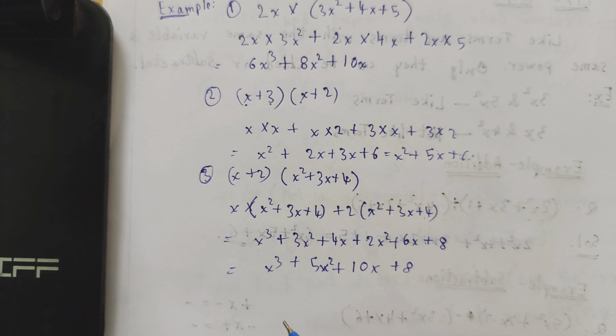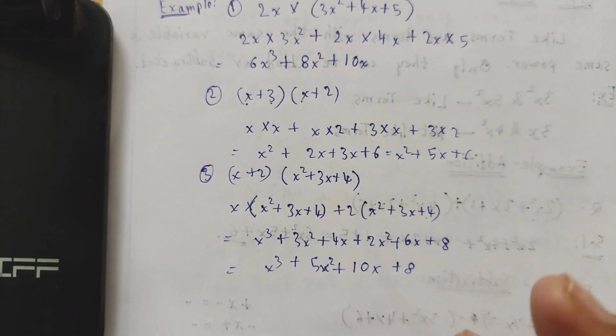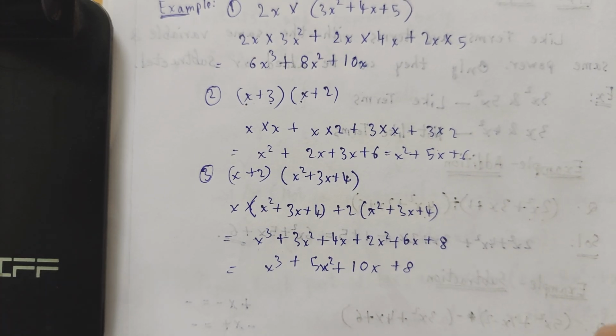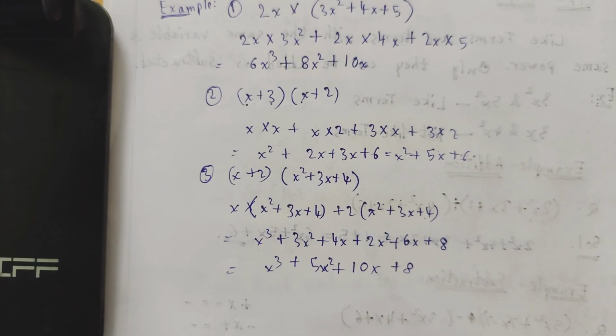Now the summary is, you should use the distributive property which we have discussed at the start, and we should multiply each term with every other term, and we should combine like terms and keep terms in descending order of powers. And now I'm going to give you a practice question.